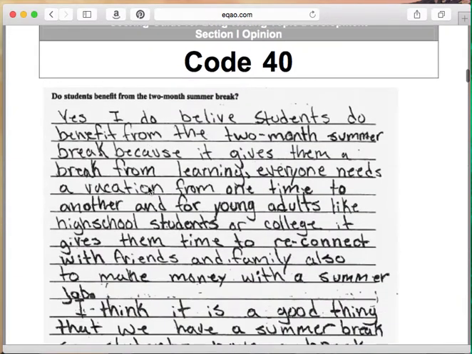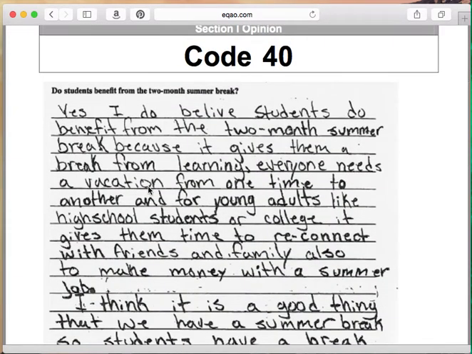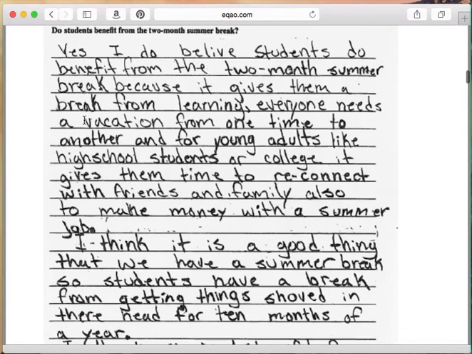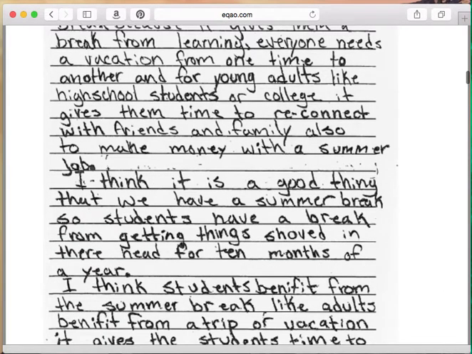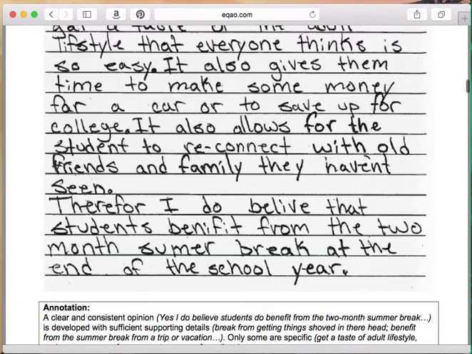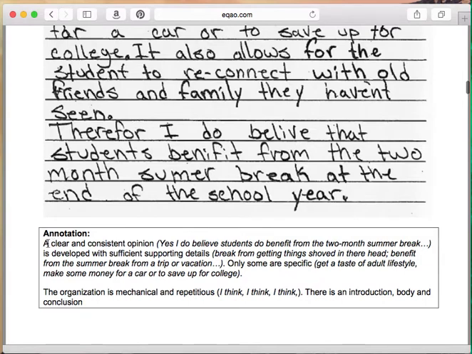Here's a code 40, so we're starting to get better now. What you see in this piece of writing, a 40 out of 60, is that the student is using paragraphs, and the student has met the requirement for 2 pages of writing. They filled the space with their writing. EQAO is happy, once again, clear, consistent opinion.